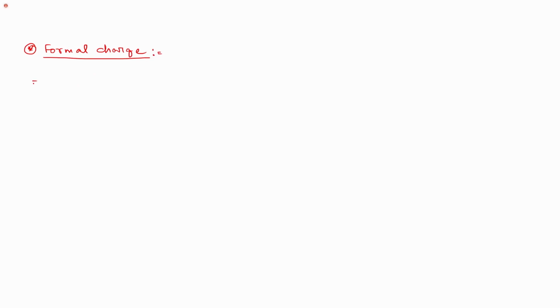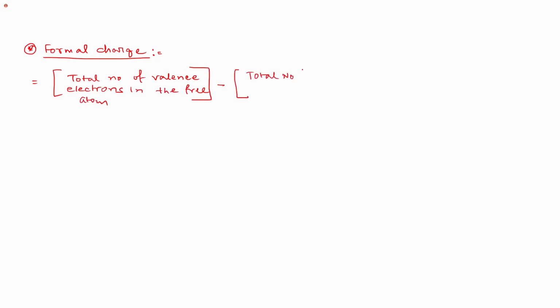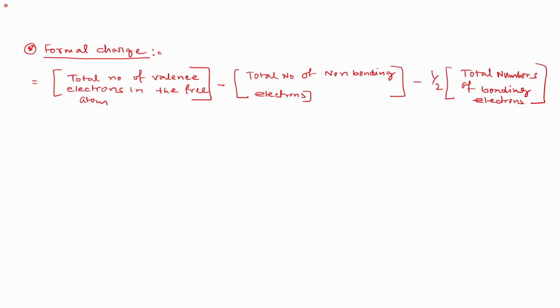The formal charge equals the total number of valence electrons in the free atom, minus the total number of non-bonding electrons, minus half of the total number of bonding electrons. So this is the rule of the formal charge. Here, the first term is the total number of valence electrons in the free atom. We will take oxygen, so we have to see how many electrons are present in the valence shell in the neutral state of the oxygen atom.